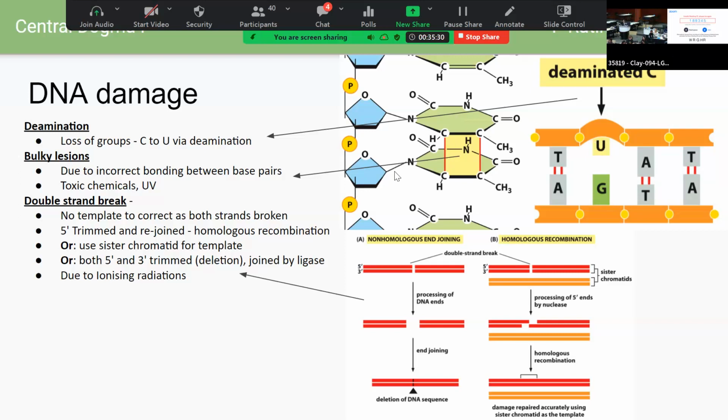And then you have bulky lesions. So instead of attaching across the two strands, they attach next to each other. So adjacent bases are becoming attached. And then finally, double-stranded breaks basically just cut down the middle of the DNA there. And then there are two ways you can rejoin that. You can either delete some of the DNA and then join it back up, or you can use the sister chromatid as a template, which protects the DNA more.